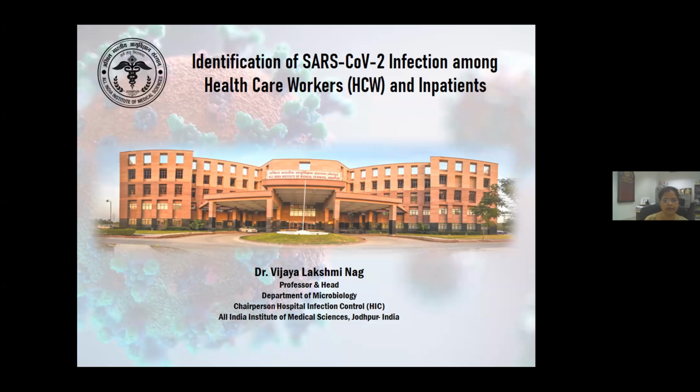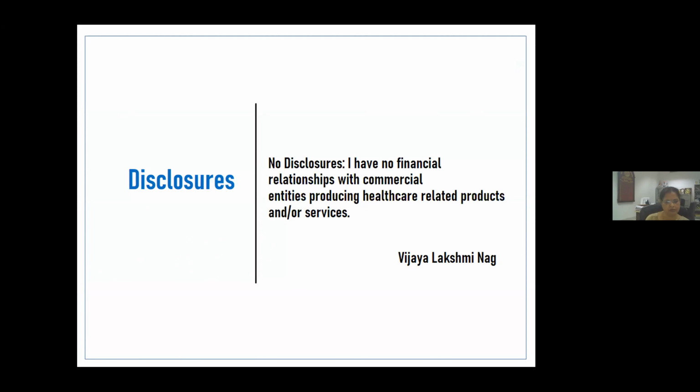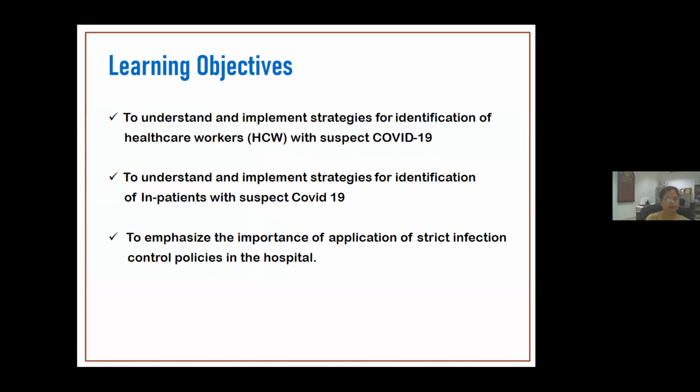Therefore, it is essential for each hospital in its individual capacity to formulate strategies for identification of SARS-CoV-2 infection among these populations. I am presenting here my institution's strategy. I have nothing to disclose. The objectives are to understand and implement strategies for identification of healthcare workers with suspected COVID-19, to understand and implement strategies for identification of inpatients with suspected COVID-19, and to emphasize the importance of application of strict infection control policies in the hospital.